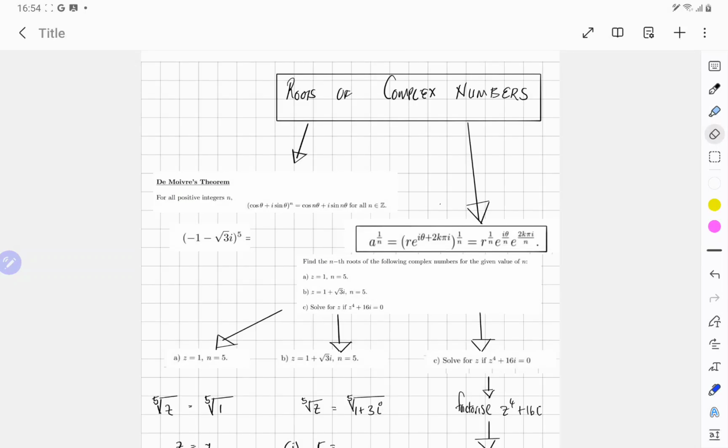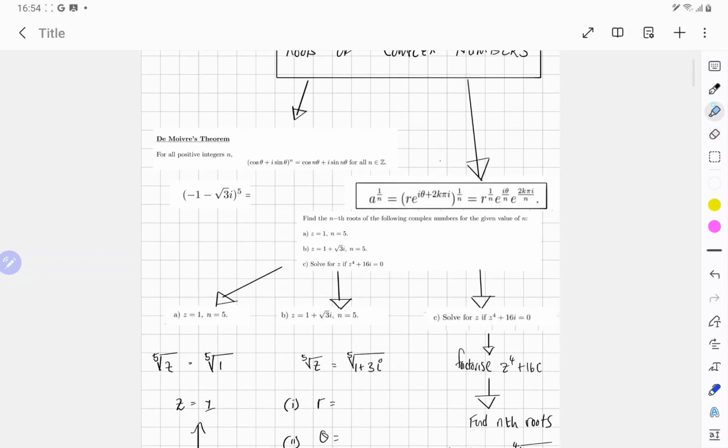We are doing roots of complex numbers. Just to recap, if we find the roots of complex numbers, we must not confuse it with the De Moivre's theorem when we find the power of a complex number. For that, we will use De Moivre's theorem. But when we find the nth root of a complex number, we will use this very important formula.